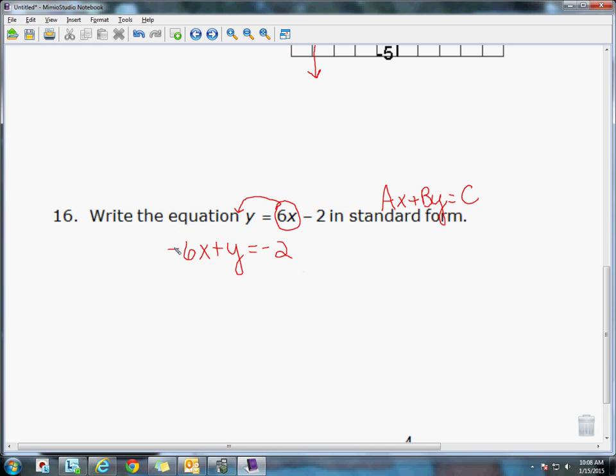You need to check for no-nos. So you look at the coefficient in front of x. It's a negative. That's one of our no-nos. Remember your two no-nos: no negatives, no fractions. To get rid of this, we're going to multiply everything in here by negative 1. So we end up getting 6x minus y is equal to 2.